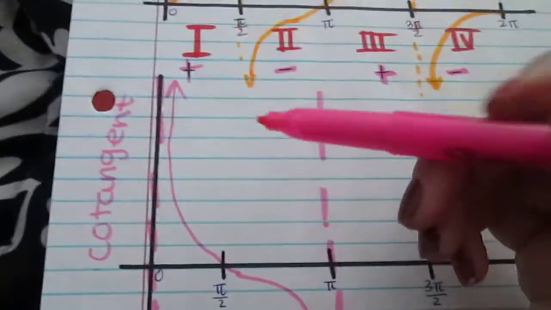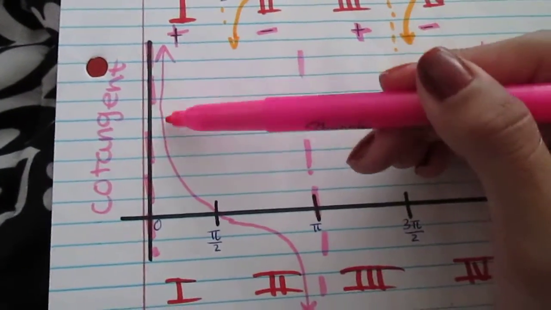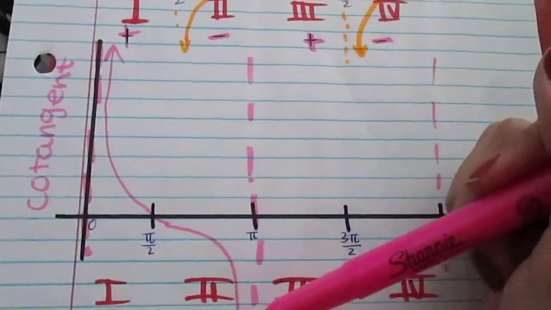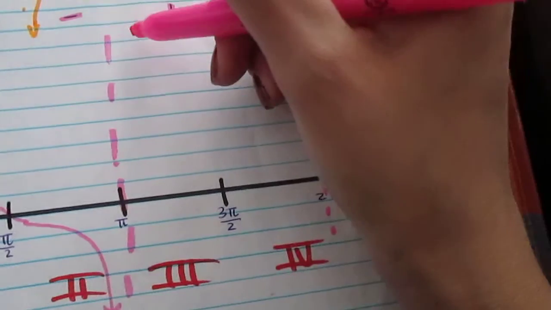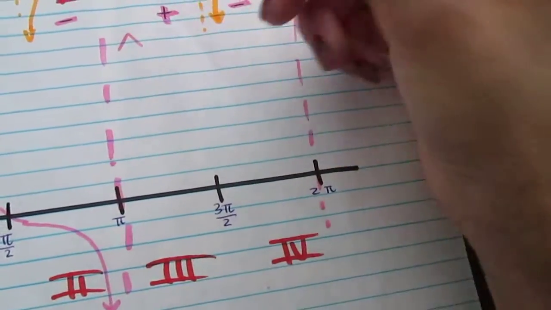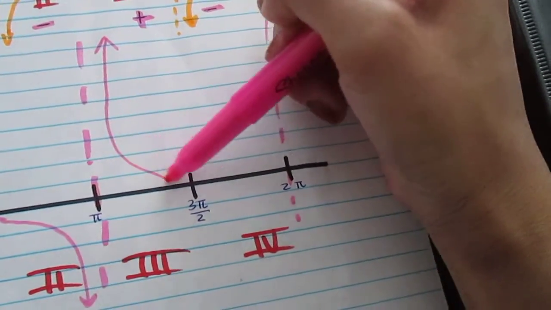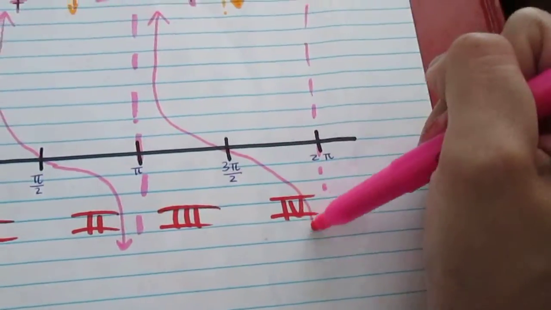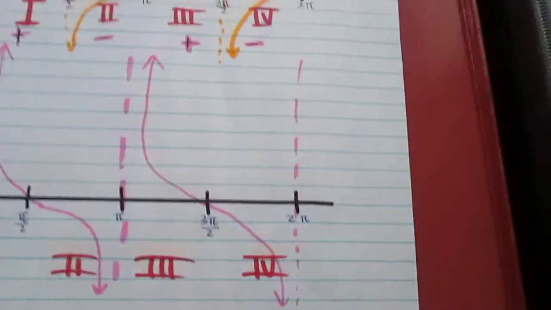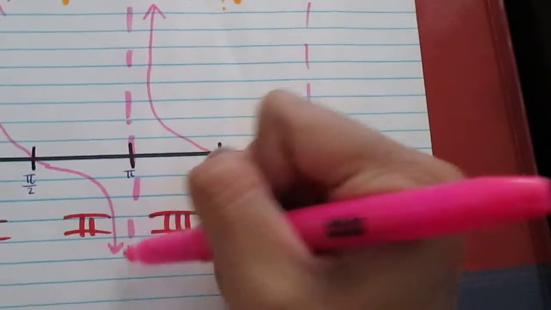So that's what it's going to look like. It's going to be positive in the first, negative in the second. So same thing here. It's going to look exactly the same going downhill, since we need to keep in mind that it's positive in the third quadrant but negative in the fourth. And we have our asymptotes that kind of restrict us. And that's it.